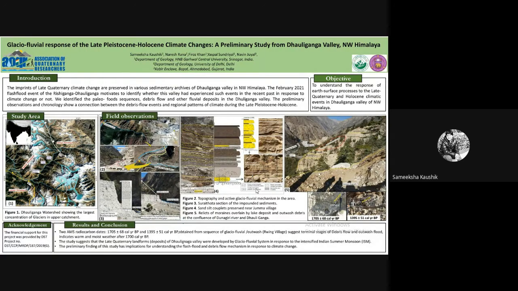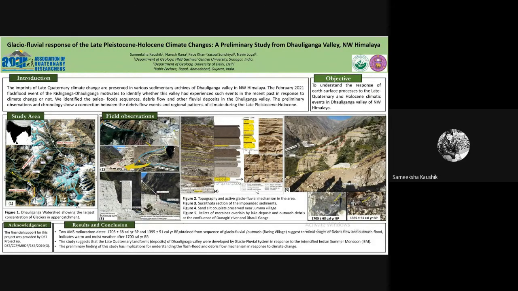So finally, the result and conclusion of our study is that we have obtained two AMS radiocarbon dates. After calibration, the ages are 1597 and 1309 years respectively. Our dates exactly match the observations made in the Tons Valley by Scherler et al. 2010 and the Gangotri Valley by Barnard et al. 2004, which suggest a reasonably warm and moist climate after 1572 years before present.